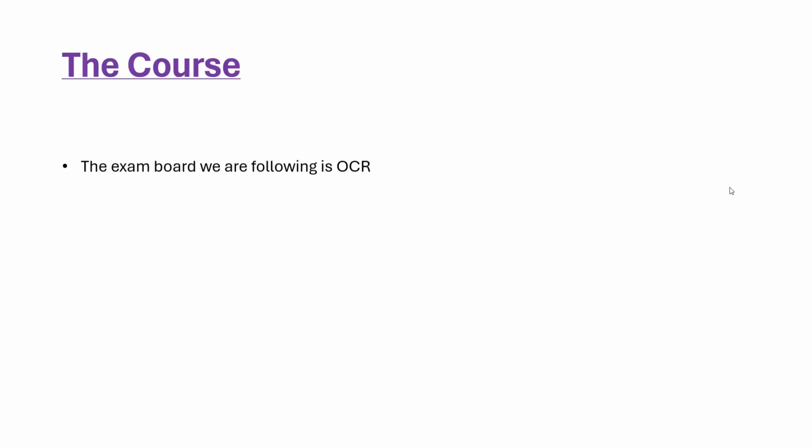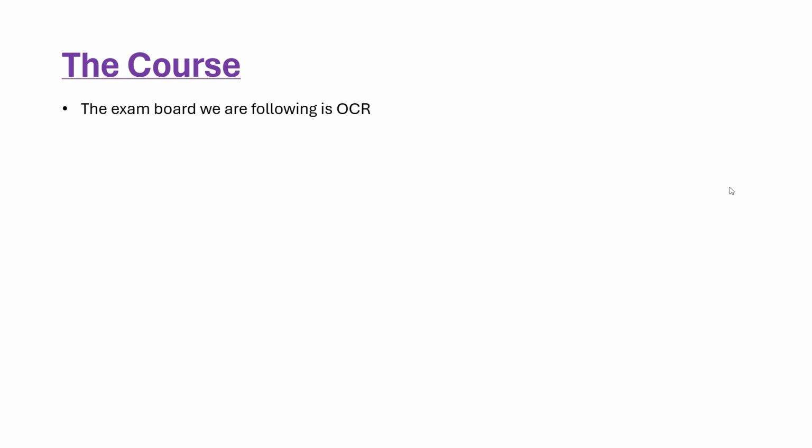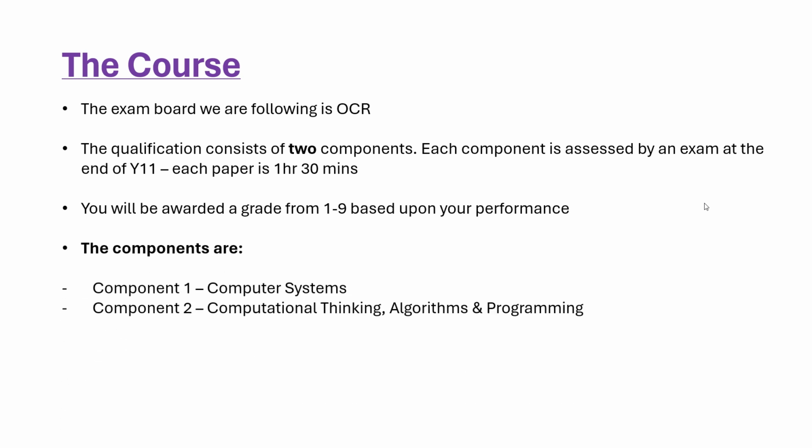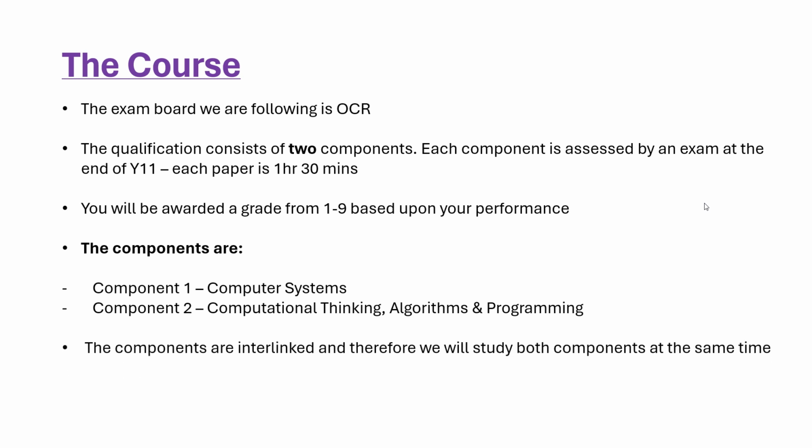A little bit about the course. The exam board that we follow is OCR. The qualification consists of 2 components. Each component is assessed by an exam at the end of Year 11, and each paper is 1 hour 30 minutes. You'll be awarded a grade from 1 to 9 based upon your performance. The 2 components that we look at, that we entwine, are component 1, computer systems, and component 2, computational thinking, algorithms and programming. The components are interlinked, and therefore we will study both components at the same time.